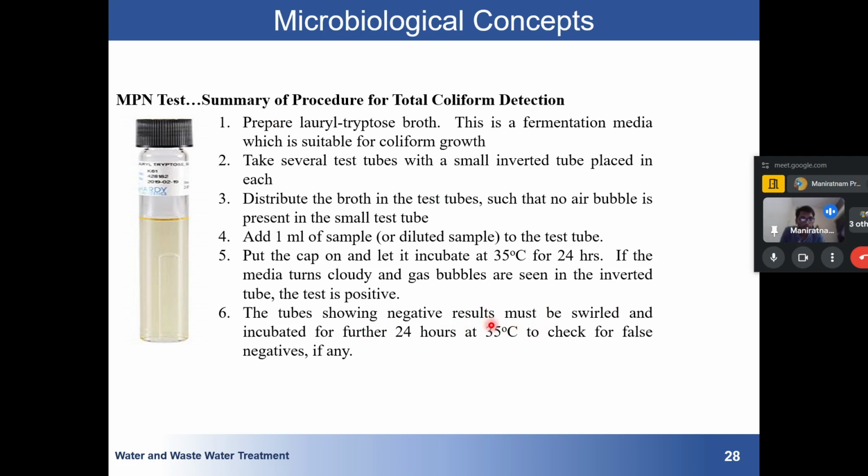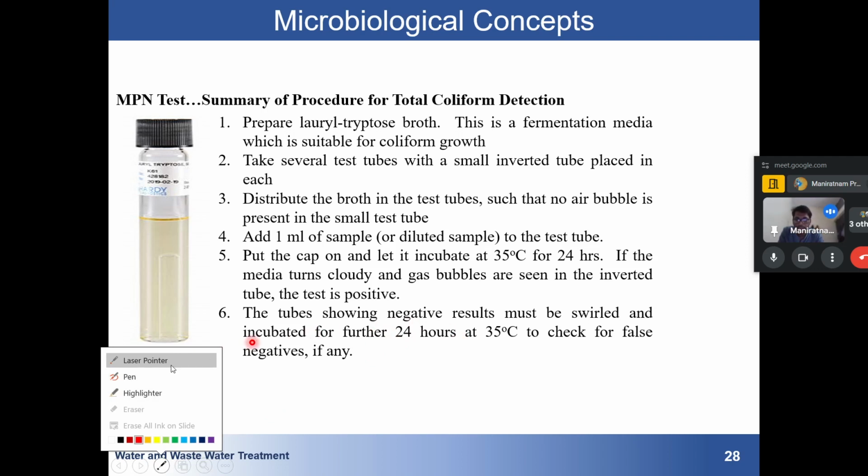And if you are incubating at 35 degrees Celsius for 24 hours, then we are just looking for total coliform. But if you are incubating at 42 or 45 degrees Celsius for 24 hours, then you are just looking for fecal coliform. Just remember this. This is for total coliform.